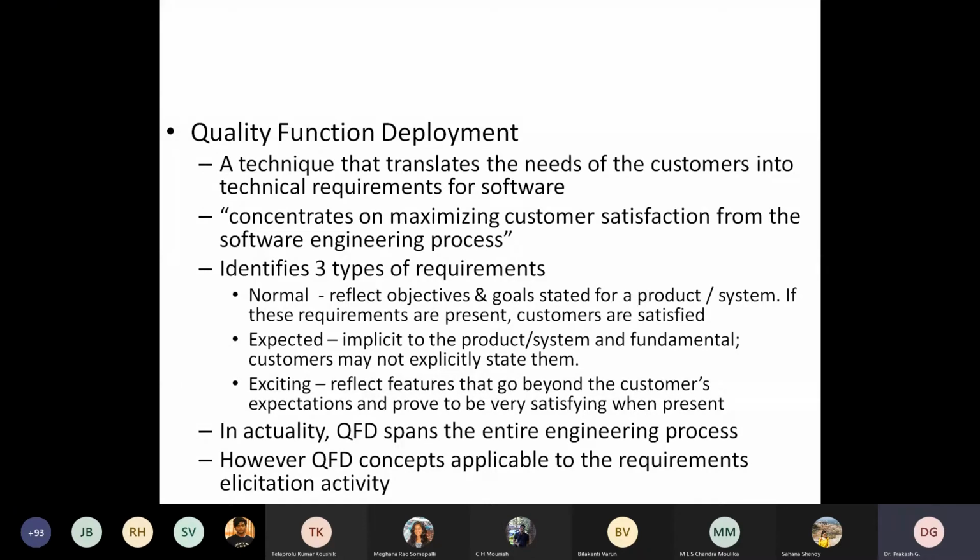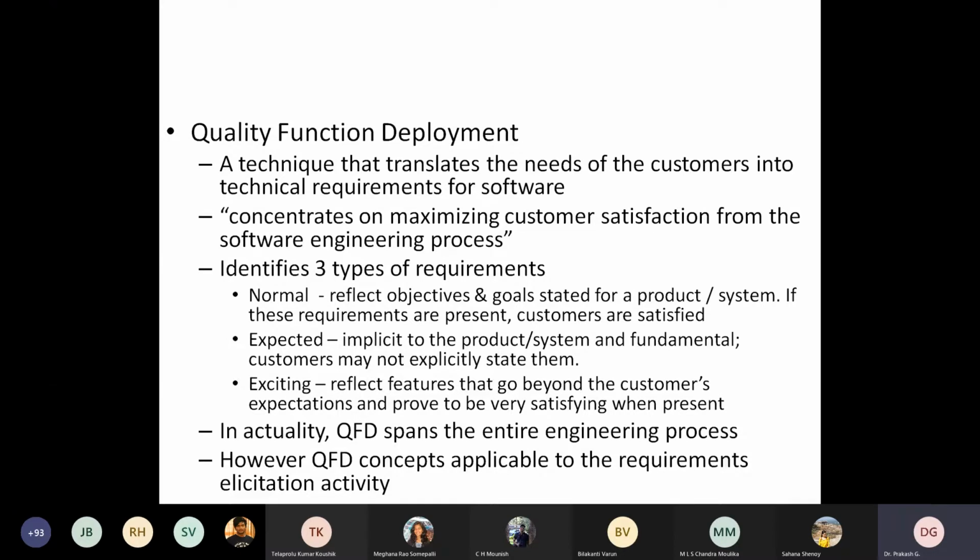For that we have another conceptual framework called QFD in short, otherwise called quality function deployment. This concept concentrates on maximizing customer satisfaction with respect to software engineering development, that is, how you are going to satisfy the customer ultimately. For that, this framework is required. It identifies three types of requirements.